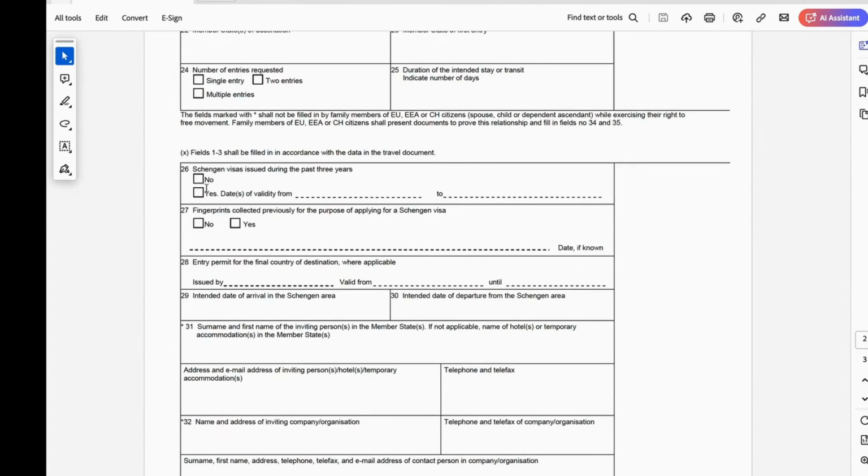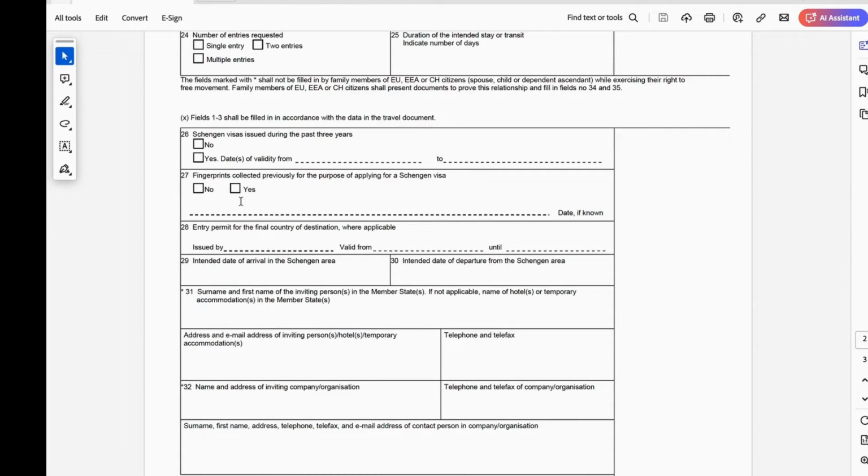Then comes number 26, which asks about Schengen visas issued in the past 3 years. If you have had any Schengen visas, try to mention the date of validity, the date it was issued and it was valid until. You can mention that. If no visas, where this is your first time applying for a Schengen visa, try to click on the no option. And number 27 is for the people who have answered yes in this box. So they're asking if your fingerprints were previously collected.